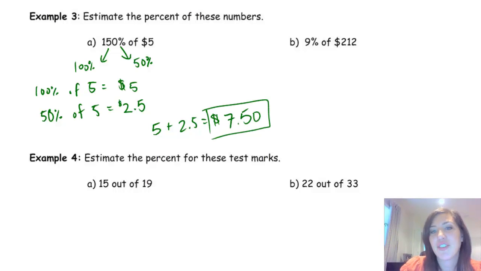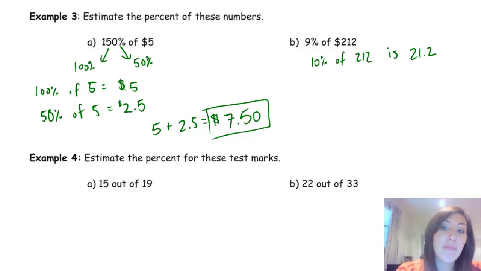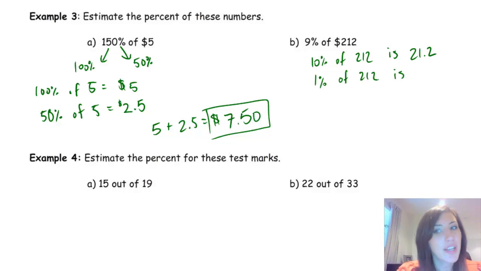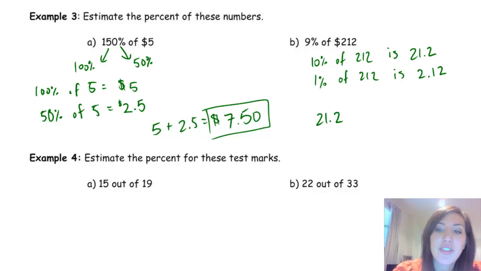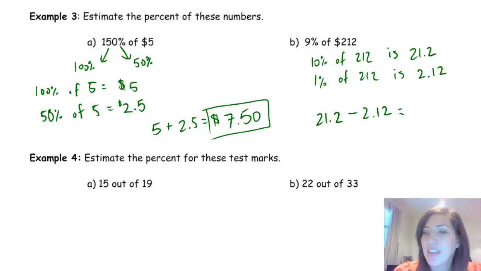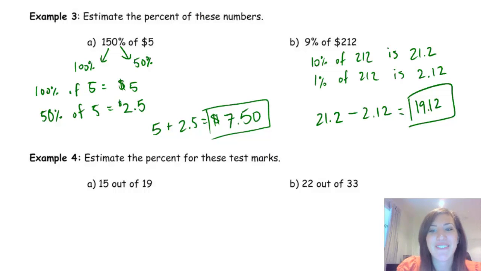And 9% of 212, well, this is pretty close to 10%. 10% of 212 is 21.2, and we know that 1% of 212 is 2.12. So if we know the 10%, we know the 1%, so why don't we just subtract the 1% from the 10%? 21.2, which is the 10%, minus 2.12, which is 1%, should give us the 9%, which is 19.08, about 19.12. And we have dollars, so we can't forget our dollars there.